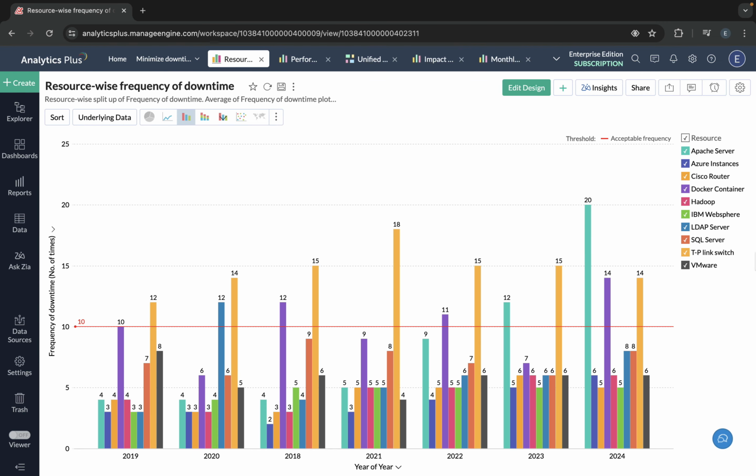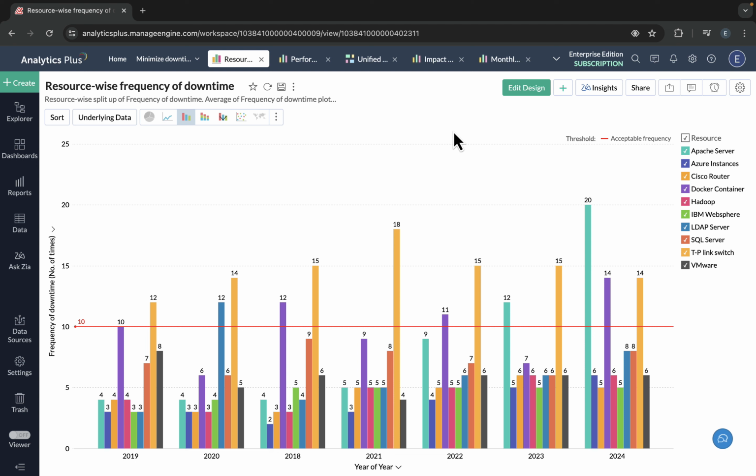With Analytics Plus, ManageEngine's flagship IT analytics tool, building this type of analysis is a straightforward process. I'll walk you through the various capabilities of Analytics Plus as your ideal IT analytics partner in more detail soon, but for now, let's focus on the topic at hand.